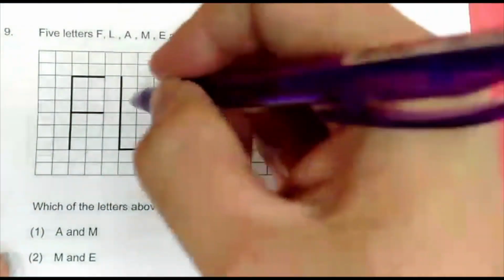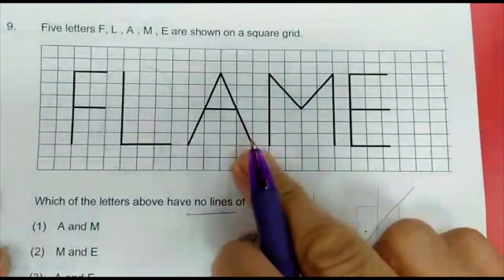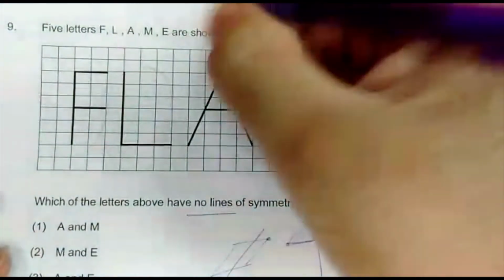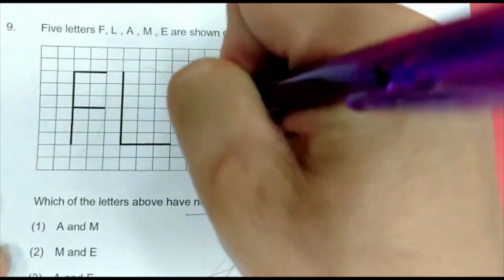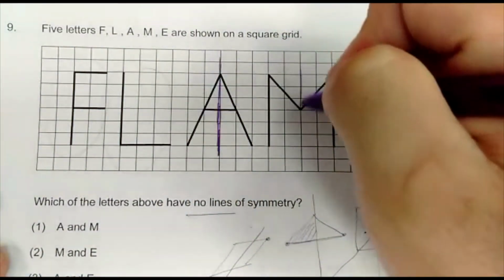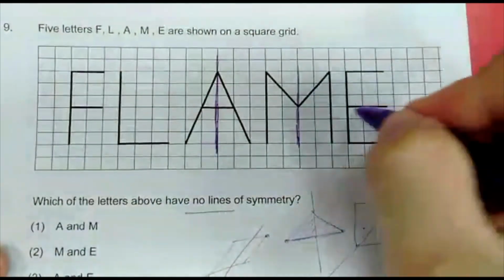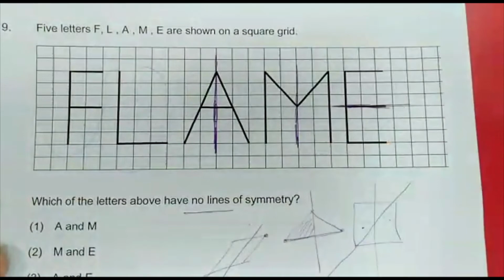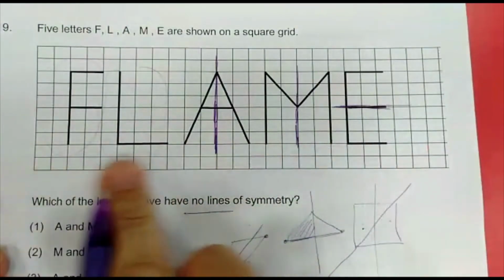F will not have a line of symmetry. L also won't have a line of symmetry. A has. This line in the center here will cut this into 2 equal parts. Similarly, this is a line of symmetry for M. This is a line of symmetry for the letter E. These two do not have lines of symmetry.